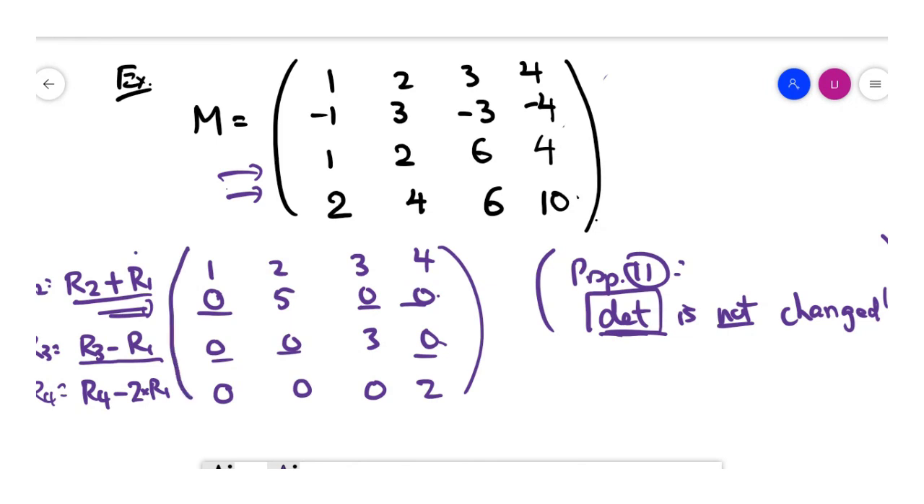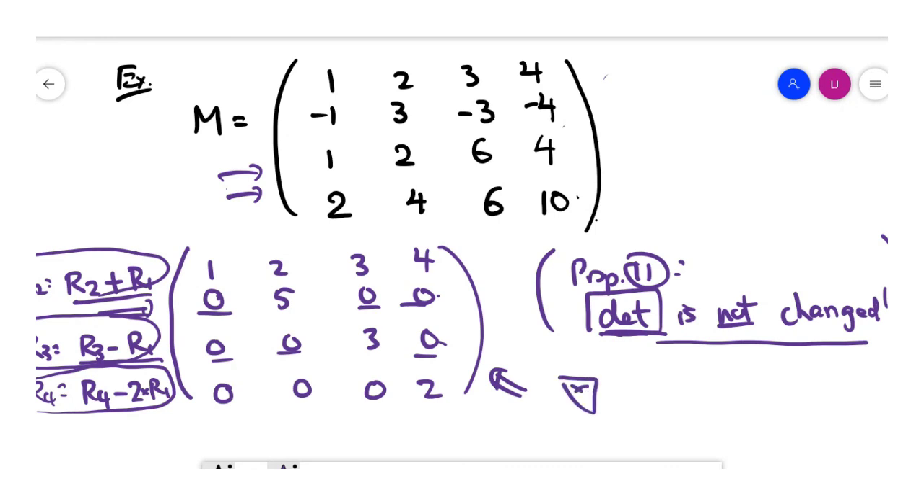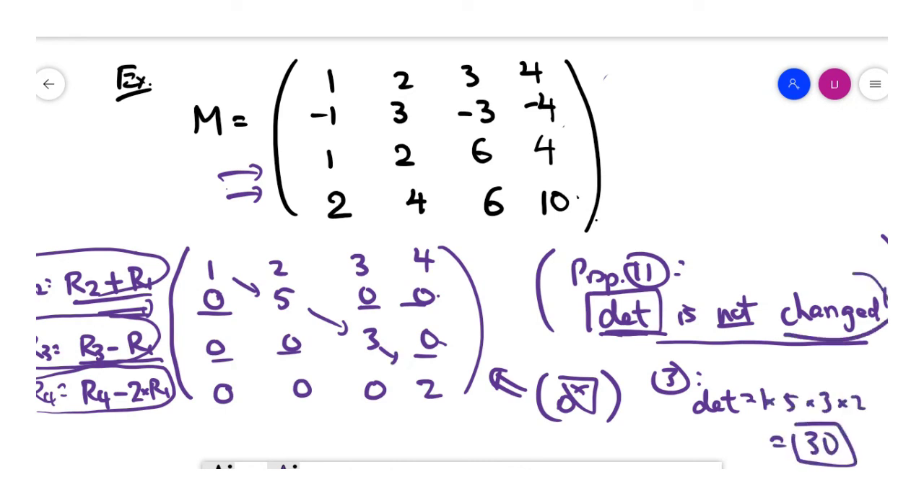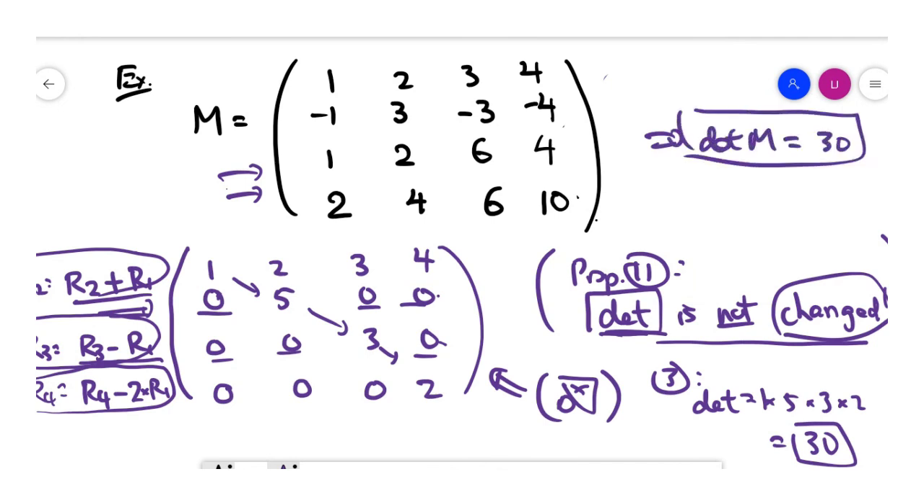Now please look at the new matrix. We have done 3 row operations. All of these are not changing the determinant. That's the key here. And also the fact is that this matrix is upper triangular, right? And based on our previous property 3, we understand that this matrix has the determinant which is the same as the product of the diagonal entries. So it's 1 times 5 times 3 times 2, which is 30. And so it basically means the original matrix must have determinant 30. So we can obtain it pretty quickly like this.